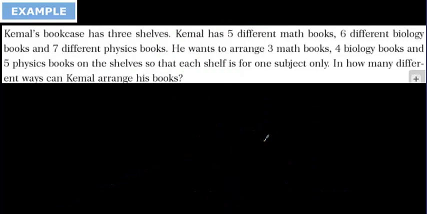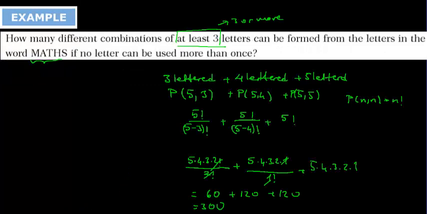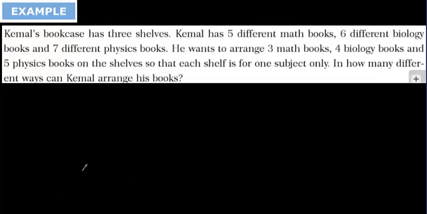Okay. Kemal's bookcase has 3 shelves. So in this question, we have 3 shelves, and we can arrange the things at the same time. In the previous question, you cannot arrange them at the same time, that's why we add. But in this question, we can arrange the things together at the same time. If we can do the things at the same time, it means that we are going to multiply them.